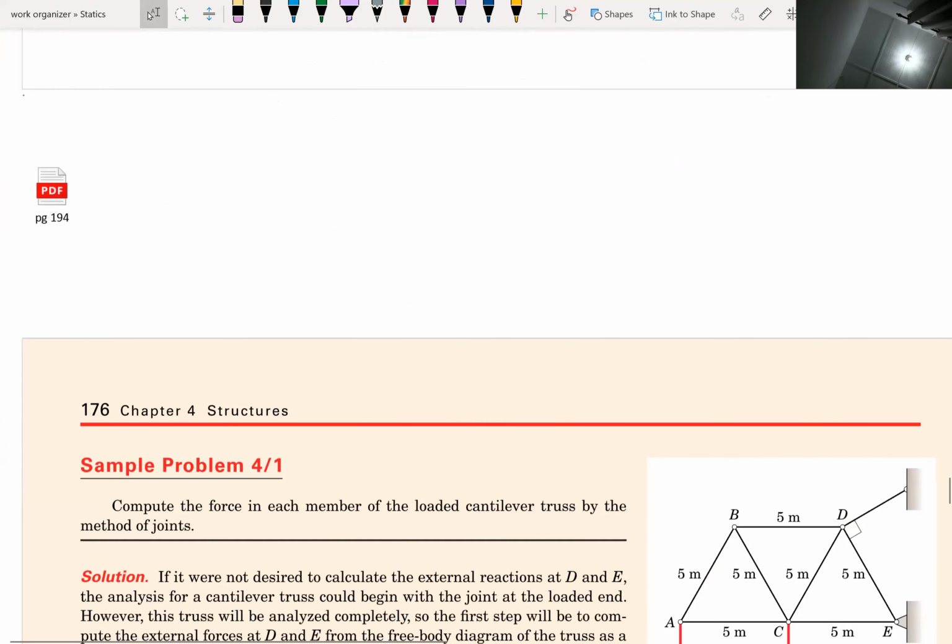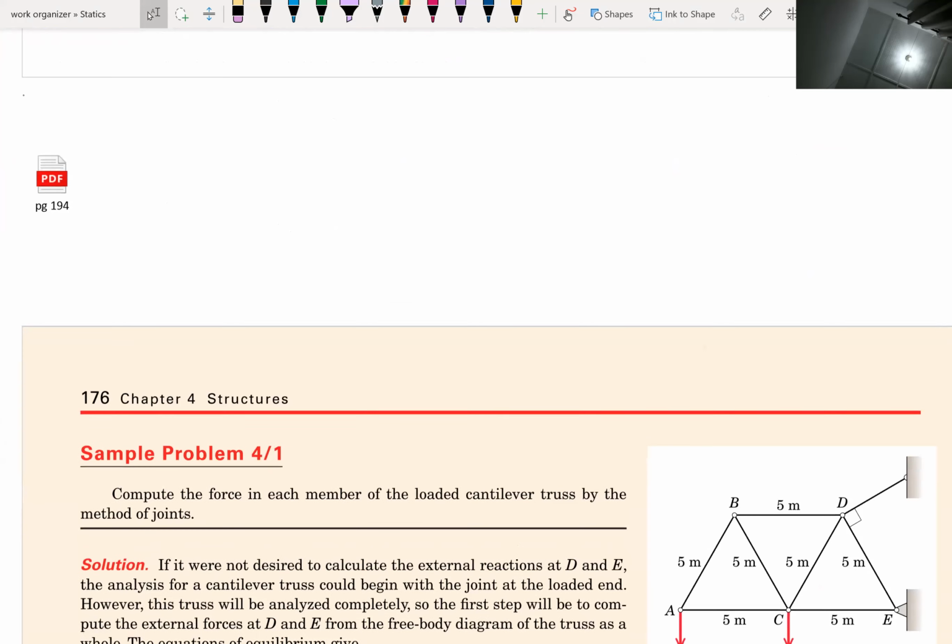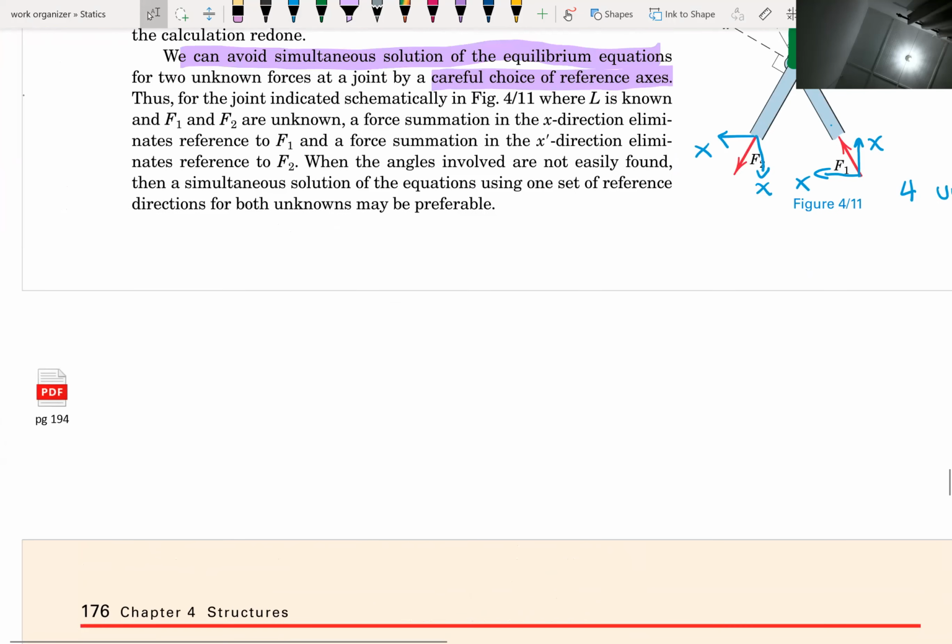So we are going to continue with the example later. So that's it for right now.